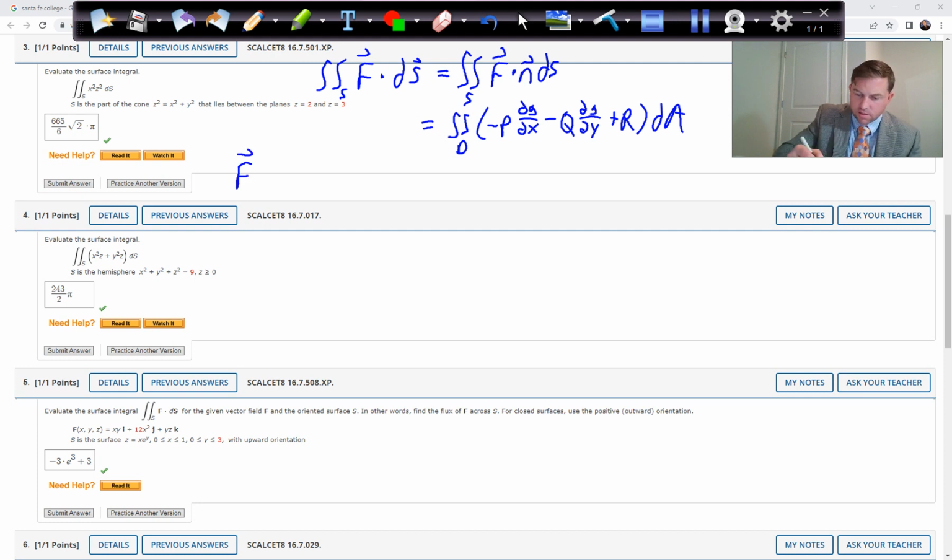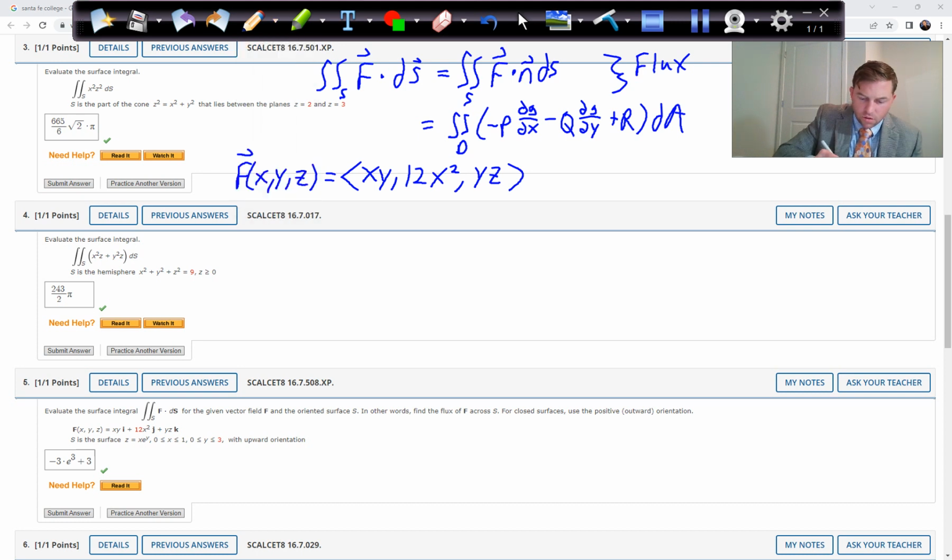Okay, so we're going to pick up with that, and they told us the vector field, this is called flux, so these equations give us the flux of this vector field. The vector field for this one, F, in x, y, and z, I'm going to write it in compact form: xy, 12x squared, and yz.